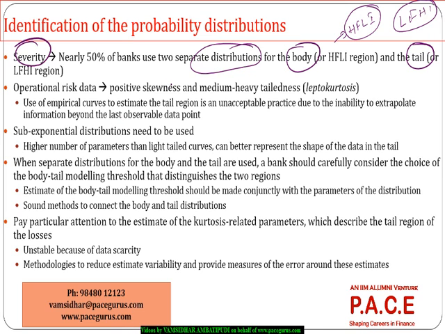And many a times we see that the operational risk data has a very high positive skewness and the kurtosis is going to be much higher. So it's a leptokurtic kind of distribution. So I cannot use simple normal empirical curves to estimate the tail region, because the extrapolation becomes much more difficult beyond the last point. So I have to depend heavily on the sub-exponential distributions. All those heavy-tailed distributions come under the sub-exponential kind of distribution. They need to be used.